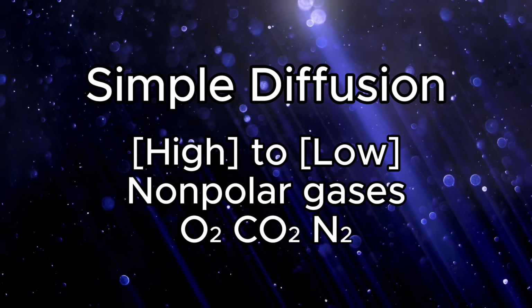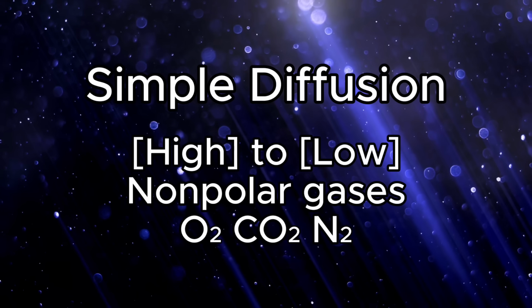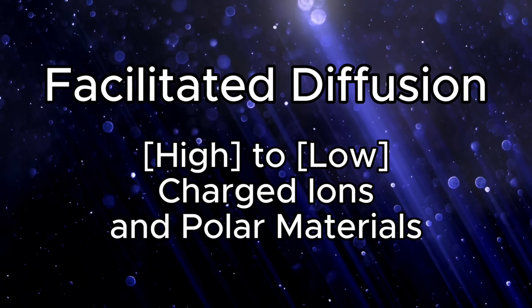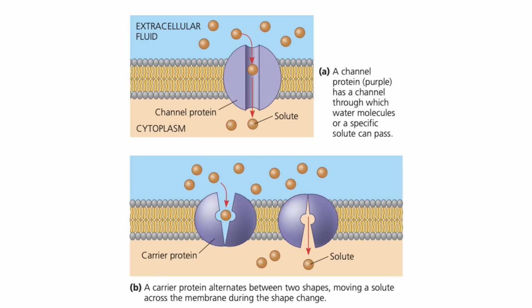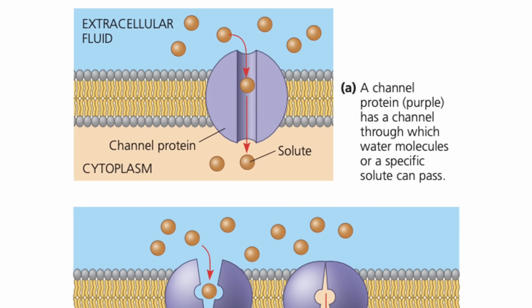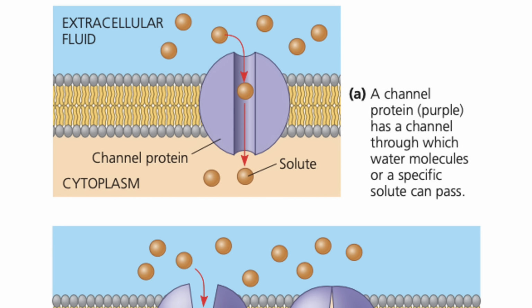In simple diffusion, we have nonpolar gases such as carbon dioxide and oxygen that almost just ignore the membrane and go wherever there is a lower concentration of the said gas. But for charged ions and polar substances, we require facilitated diffusion, where channel proteins can help move things in and out of the cell, again following that concentration gradient. Keep in mind that these channels can be regulated by closing or opening depending on the situation.